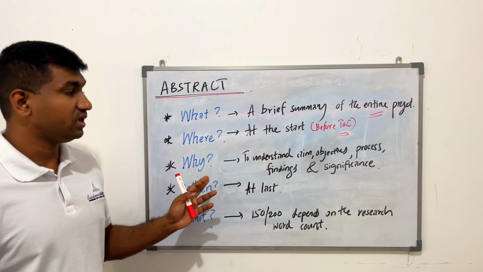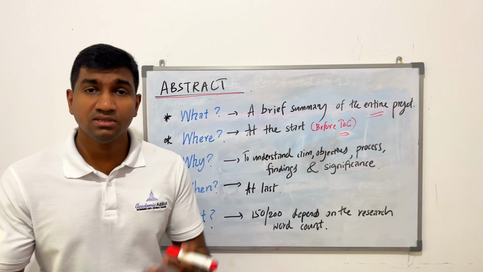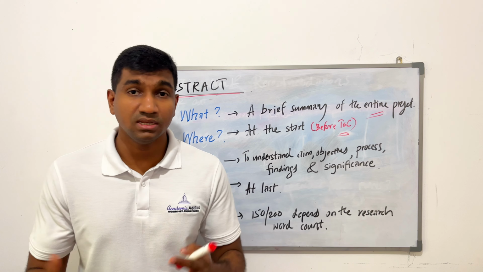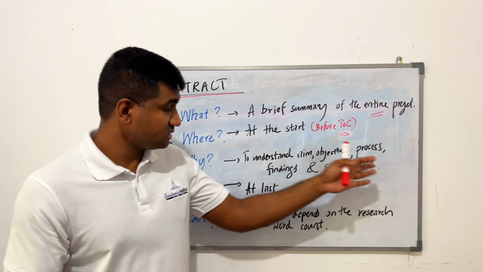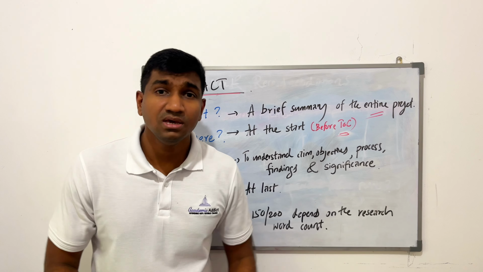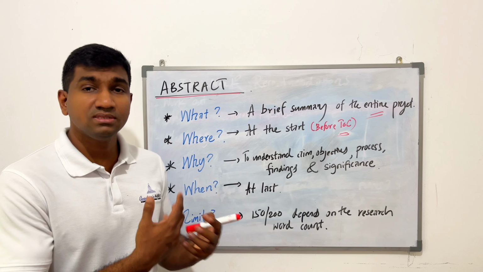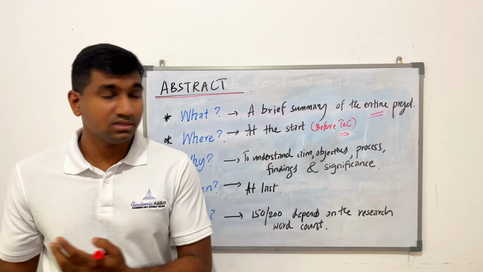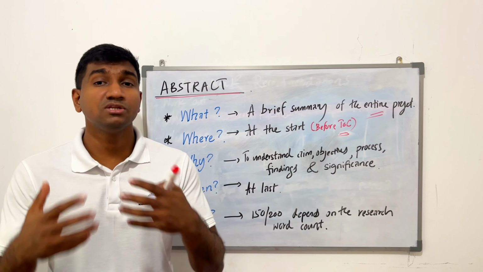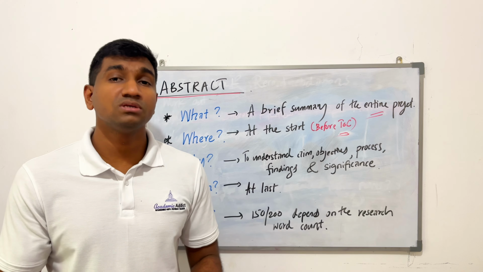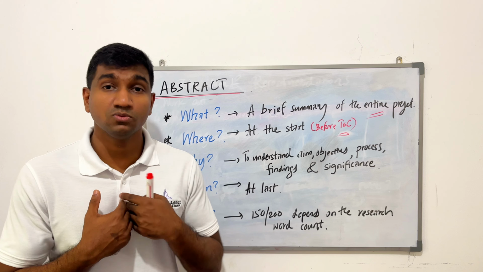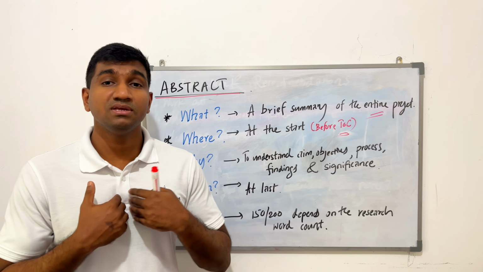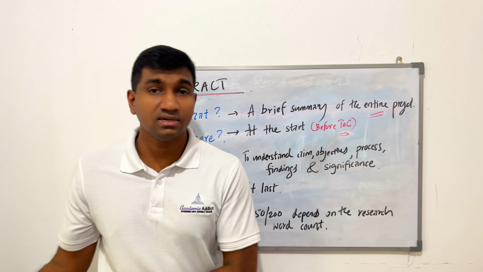Third one, why. Why do you have to update this abstract section in any project? To understand the aim, objective, process, findings, and significance. The purpose. What are the things highlighted in this project? What are the things that you found out? What are the focus areas in this project? Is it relevant for the person who is reading it? He should know whether it is relevant for him. Otherwise, there's no point reading the entire thing.